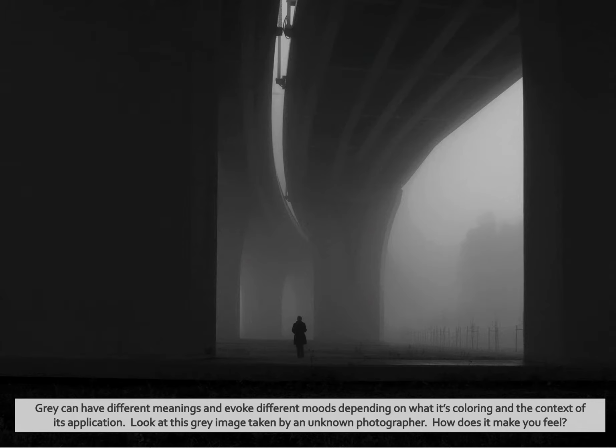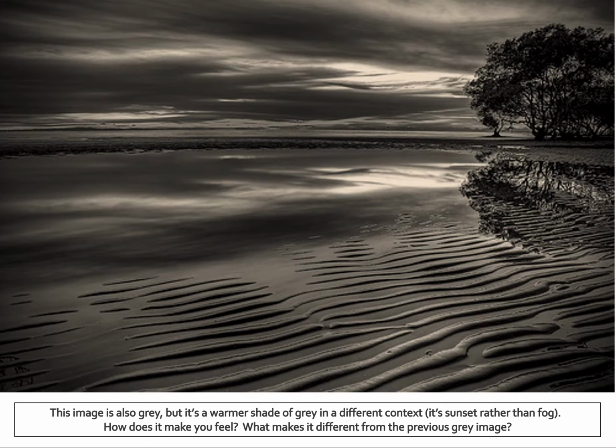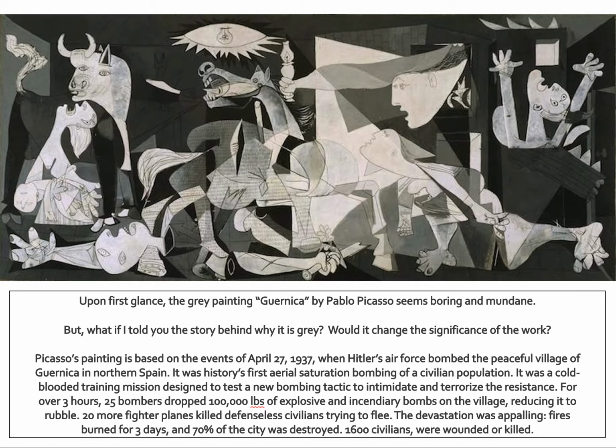So how does this make you feel looking at this in these different shades of gray? This is neutral gray. What about here where the color gray is warmer? It's what is known as French gray. How does it make you feel? How is it different from the previous photo? And what about here? Guernica. At first, when you look at it, it seems really boring and mundane. But once we start talking about the story behind why it's gray, does that change the significance of the work?